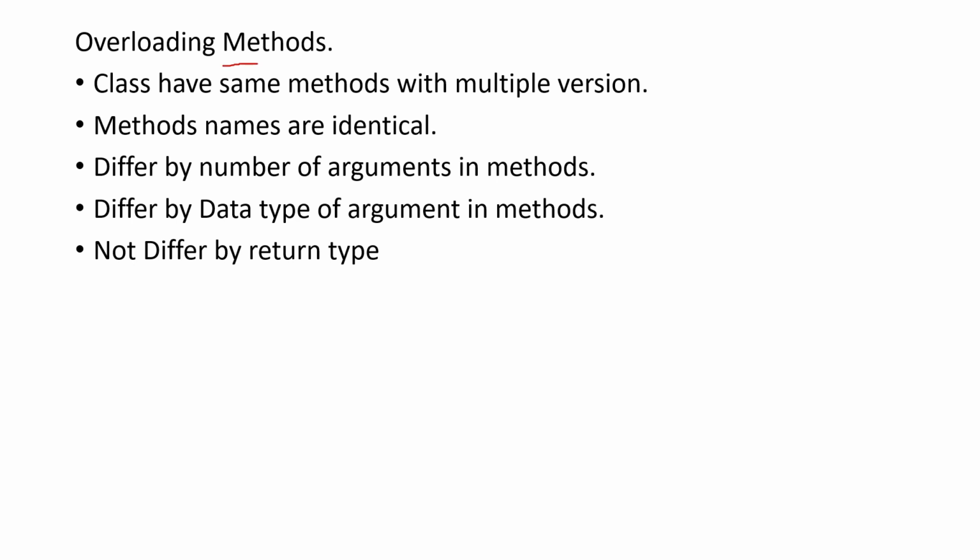Overloading method. A single class has the same method with multiple versions. How is it possible? The method names are identical, but they differ by the number of arguments.